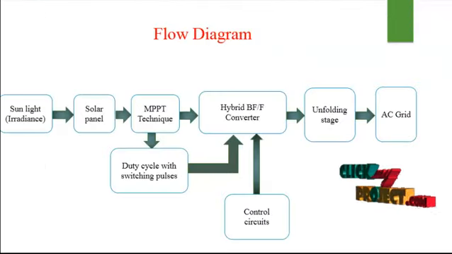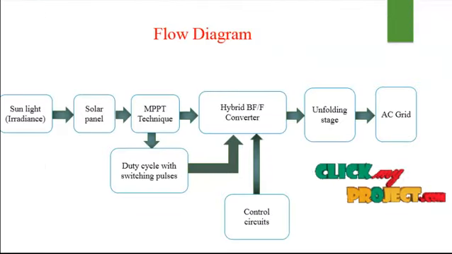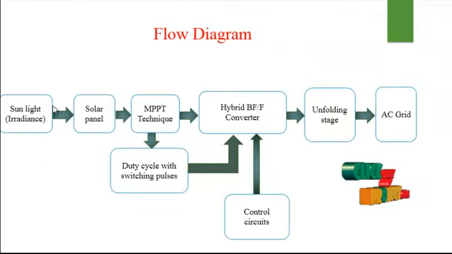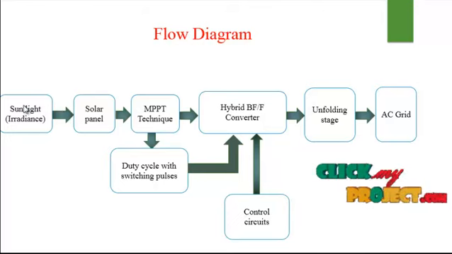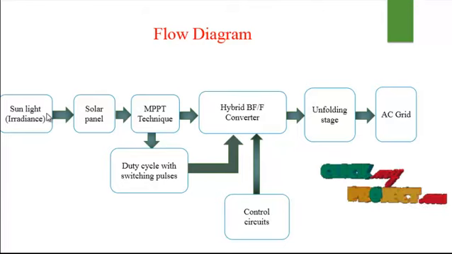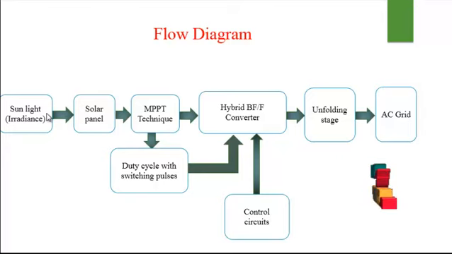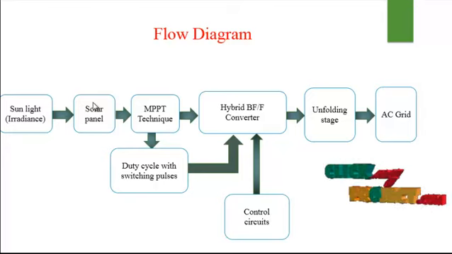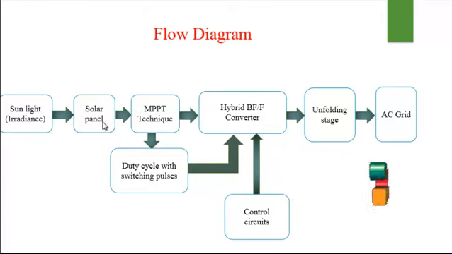Next we will discuss the flow diagram of the product. First we see the sunlight. This is a renewable source we get naturally, and the sunlight gives the irradiance level. The irradiance input is given at levels such as 500, 1000, 1500. This is the solar panel. We use solar cells, 72 cells, in the solar panel.